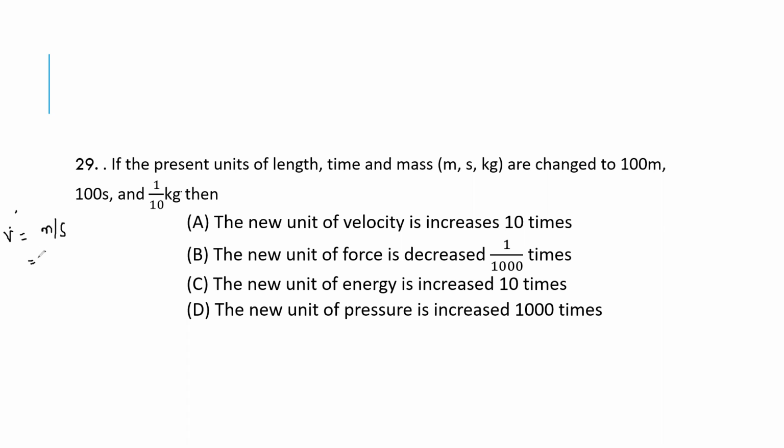According to option A, I am trying. Here we need to verify with all the options. The unit of velocity is meter per second. In the new unit, it is 100 meter divided by time, 100 second. So you will get it as meter per second, meaning you are getting the same unit. So option A is right.